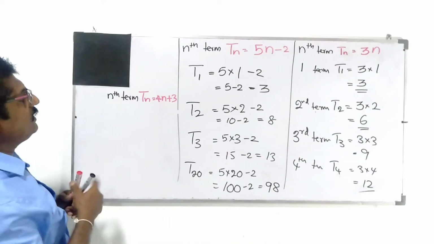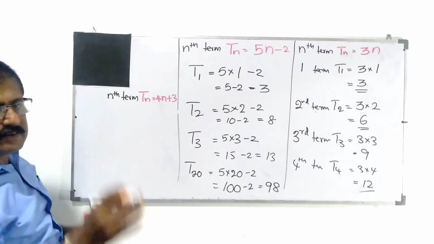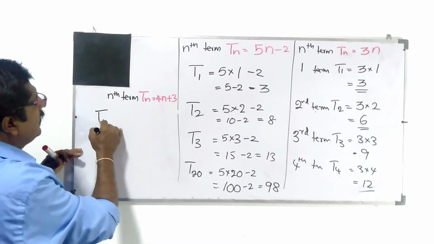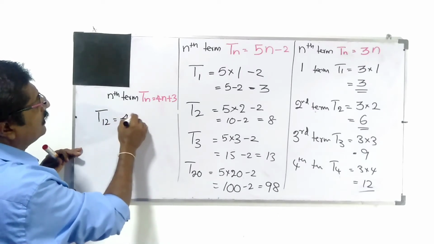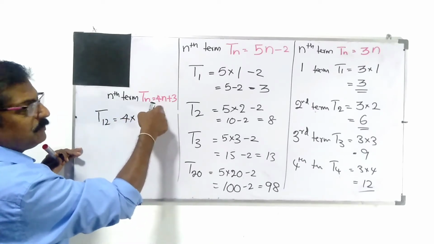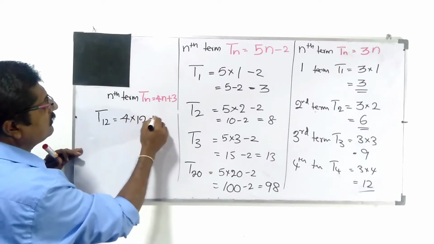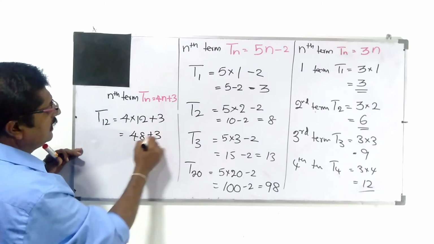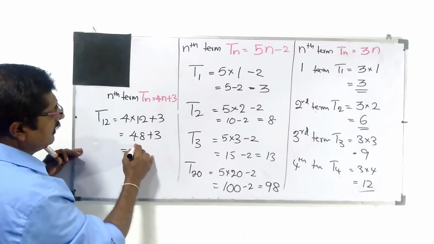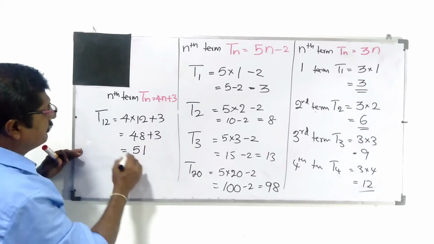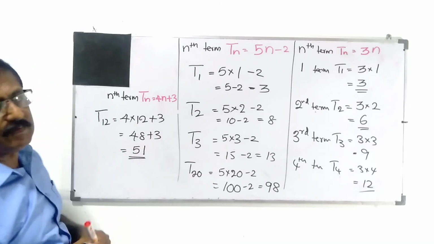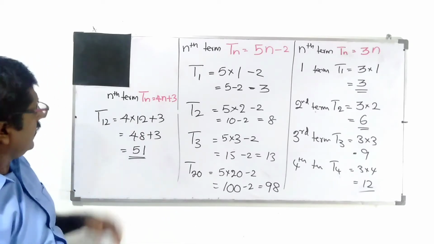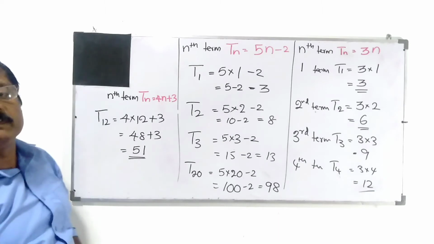Now look at this one. You just assume that you want to find the 12th term. T12 equals 4 multiplied by, in the place of n you put 12, plus 3. How much is 4 times 12? 48. Plus 3. What is the answer? That is 51. That means the 12th term is 51. If you want, you can find the first term, second, third, fourth, like this. Anyway, the 12th term is 51.